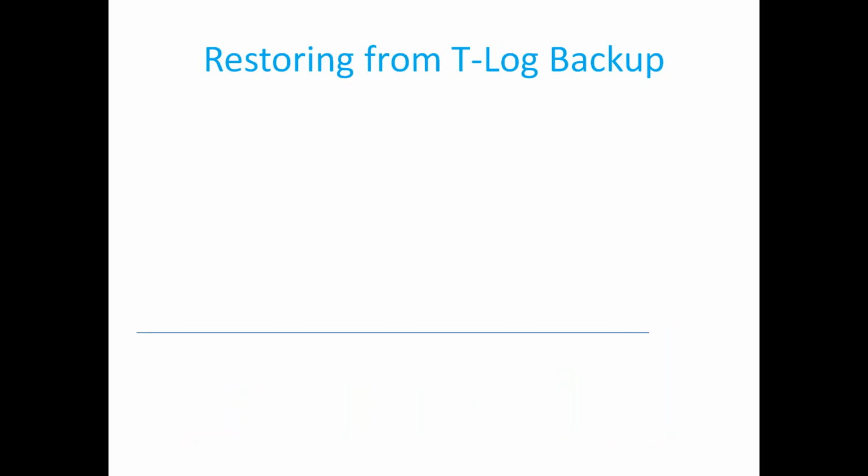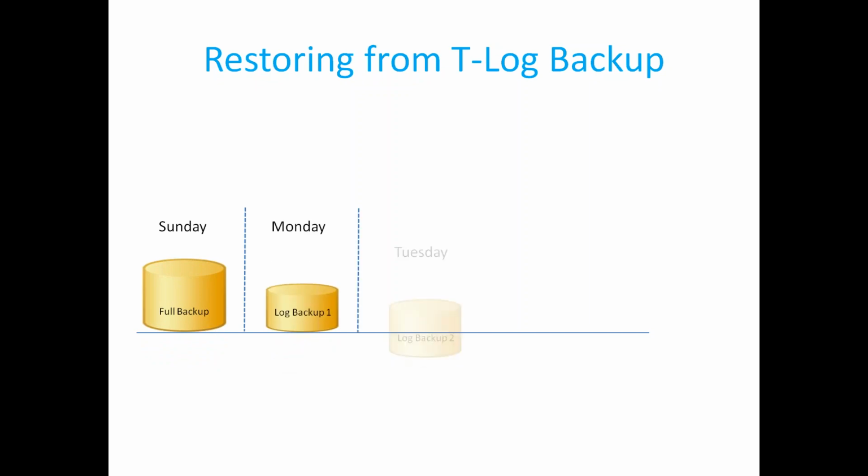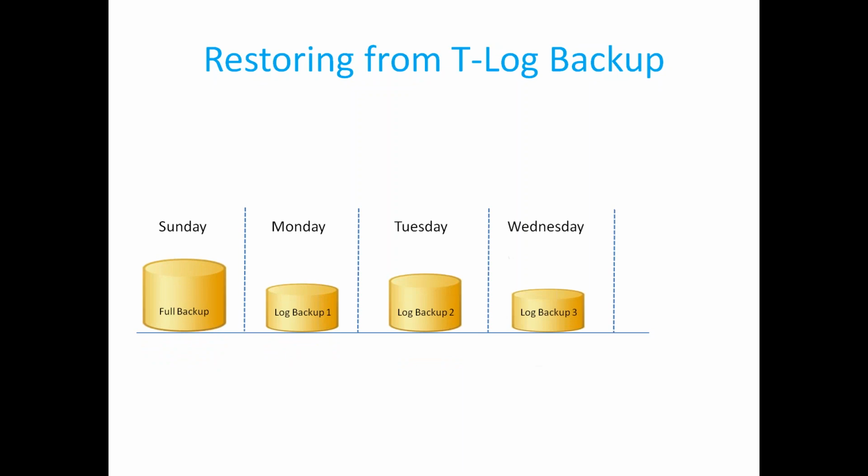So I've got a restore scenario here from the log backups. I've got a full backup from Sunday, log backup 1 from Monday, log backup 2 from Tuesday, and log backup 3 from Wednesday. If you notice the size of the log backups, it varies. On Monday it was a medium size, on Tuesday it was a bit huge, and on Wednesday it was a bit tiny. So it gives you a feeling like the changes will happen accordingly.